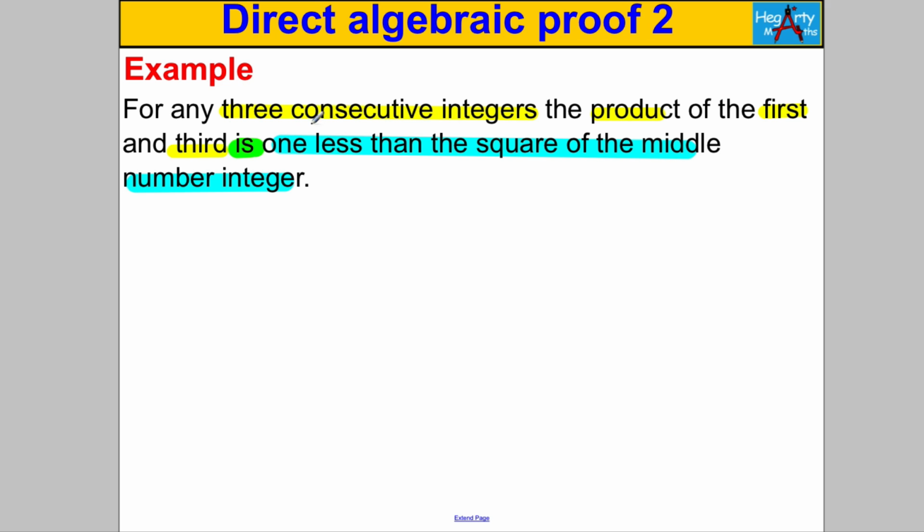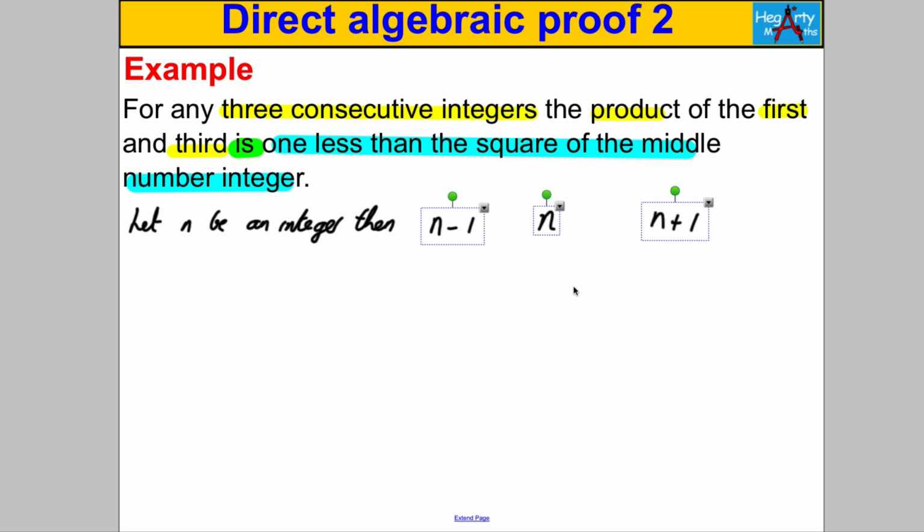Okay, so three consecutive integers. Let's use our little trick. Let's let n be one of them. Let's let n add 1 be another one. And let's let n take away 1 be another one. That's our little trick with consecutives, especially with 3. So let's start by saying let n be an integer. And then we can say that n subtract 1, n and n plus 1 are consecutive integers.